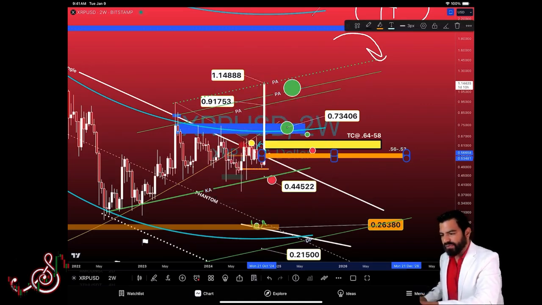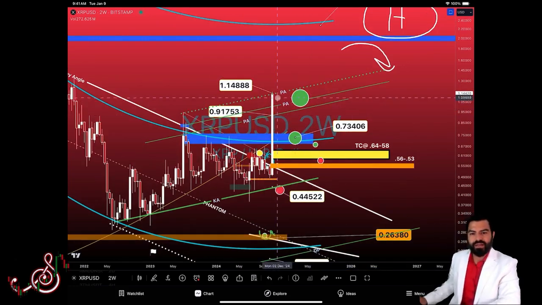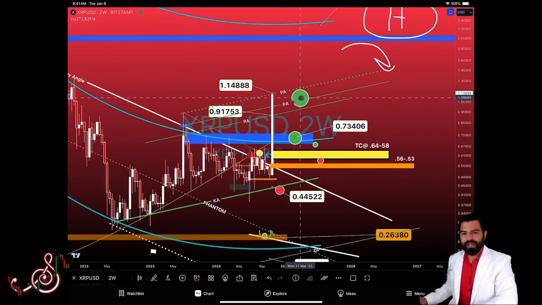Do I have any other questions for my map on XRP right now? Questions, comments, thoughts? It's really hot. It's really high at the moment. I don't feel so comfortable buying it right here at these prices.